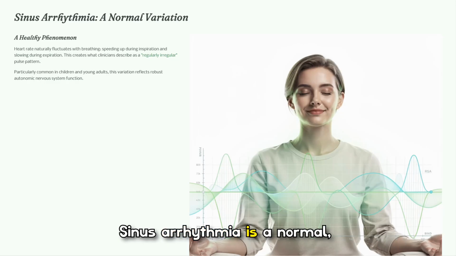Sinus arrhythmia is a normal, often benign variation in heart rate tied to breathing, speeding up on inhalation and slowing on exhalation. It is especially common in younger people and reflects healthy autonomic function. The image and chart hint at those gentle fluctuations rather than a pathologic rhythm disorder.